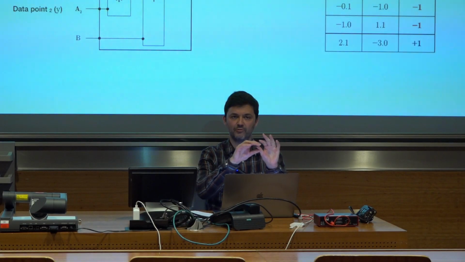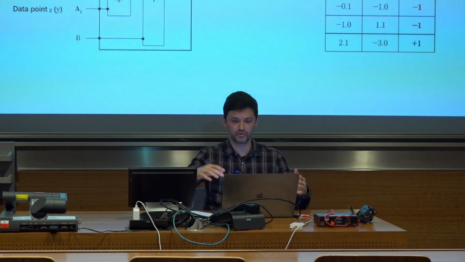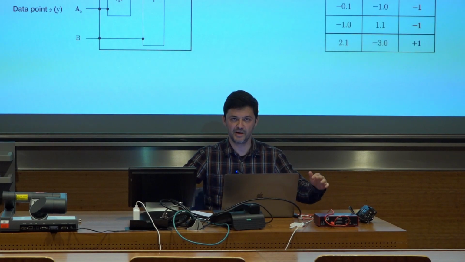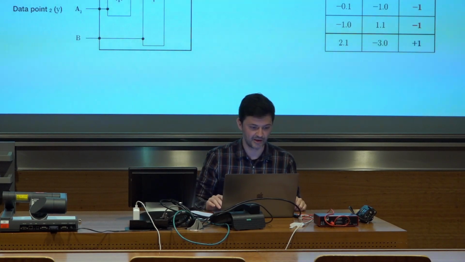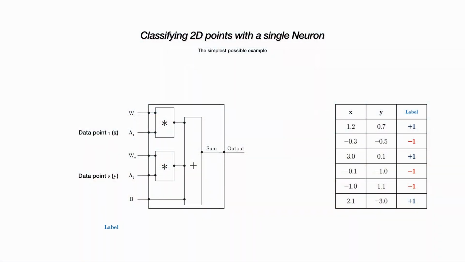We can only look at one data point at one moment in time. We cannot plug them all in at the same time. We do one data point at a time. Then we have a label, which is the class of this point. It's +1 if it's 1.2 and 0.7.